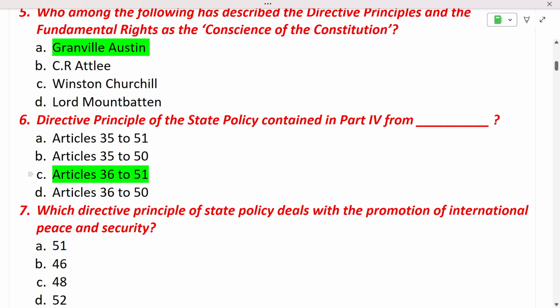Next, which directive principle of state policy deals with the promotion of international peace and security? Option A, 51, Option B, 46, Option C, 48, Option D, 52. So the answer is A.